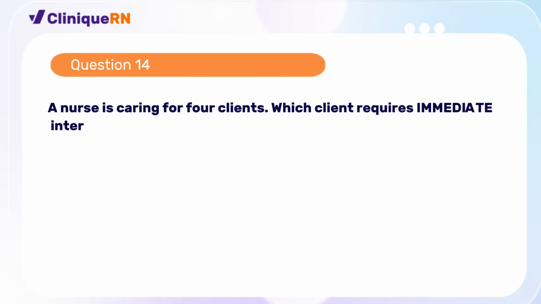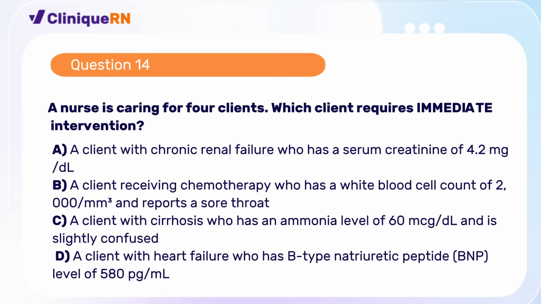Question 14. A nurse is caring for 4 clients. Which client requires immediate intervention? A. A client with chronic renal failure who has a serum creatinine of 4.2 milligrams per deciliter. B. A client receiving chemotherapy who has a white blood cell count of 2,000 per cubic millimeter and reports a sore throat. C. A client with cirrhosis who has an ammonia level of 60 micrograms per deciliter and is slightly confused. D. A client with heart failure who has a B-type natriuretic peptide, BNP, level of 580 picograms per milliliter.